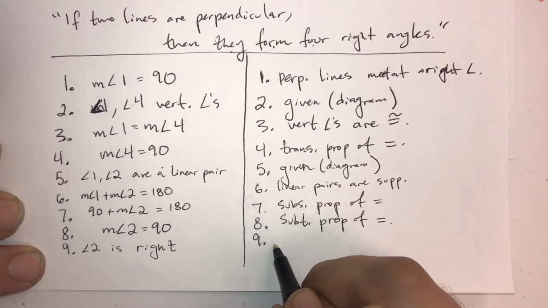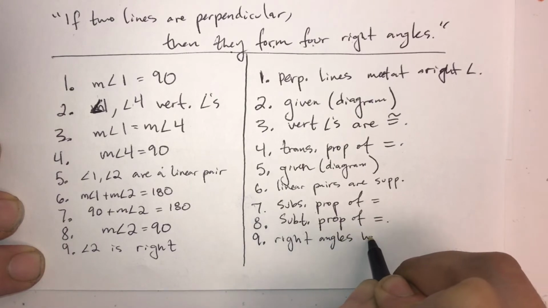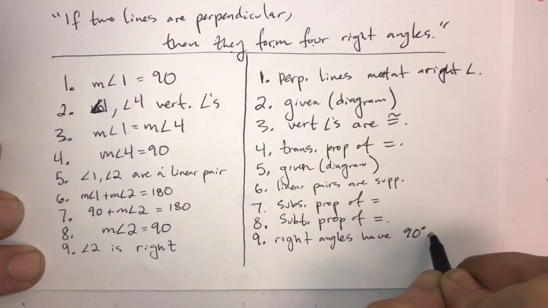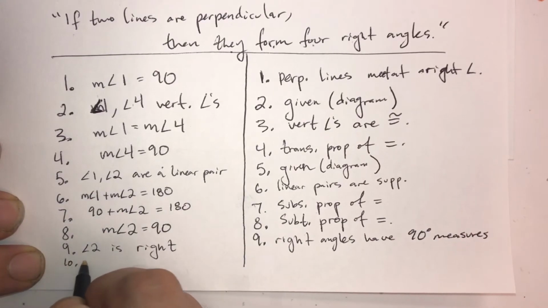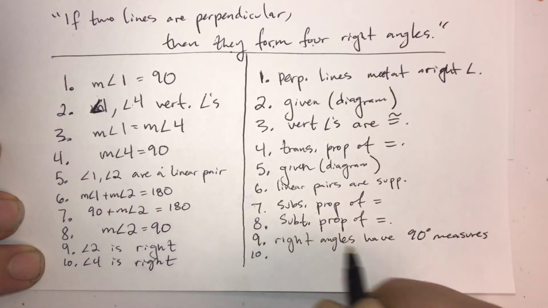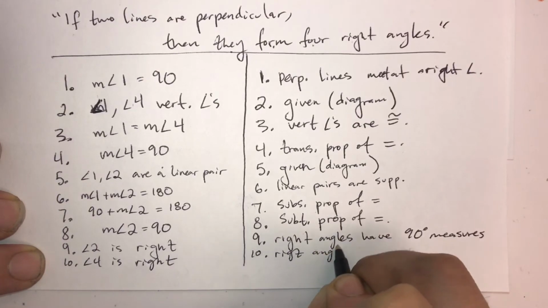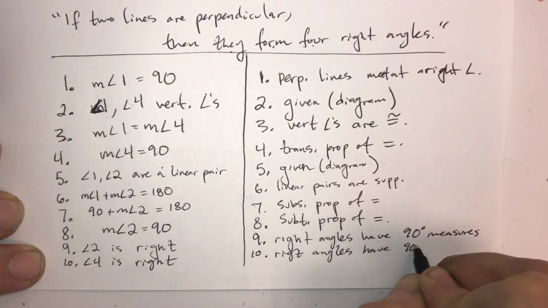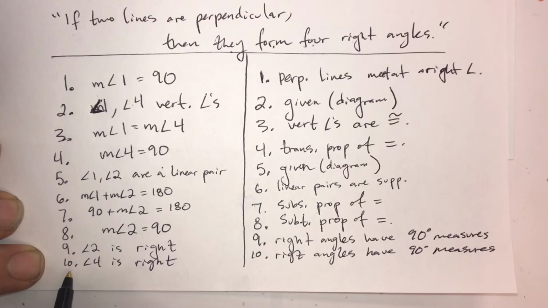How do we know that's true? I know that right angles have 90-degree measures. I should have also said this for angle 4, so let's do that now. Angle 4 is right. How do I know that's true? I know that's true for the same reason. Right angles have 90-degree measures. 11. Let's see if I can do this in 2 more steps.